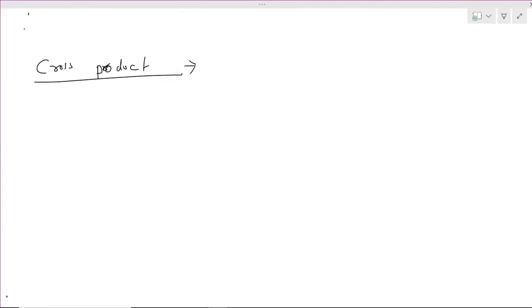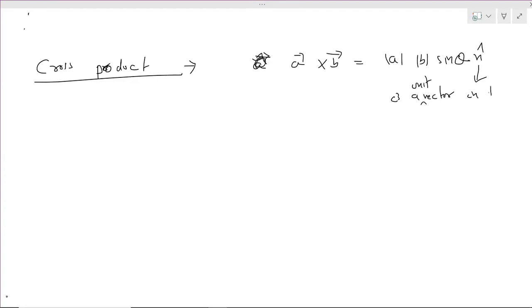Cross product. A cross B is mod A mod B sine theta n cap. Right. n cap is a vector, the unit vector in the direction perpendicular to both A and B. Extremely important.